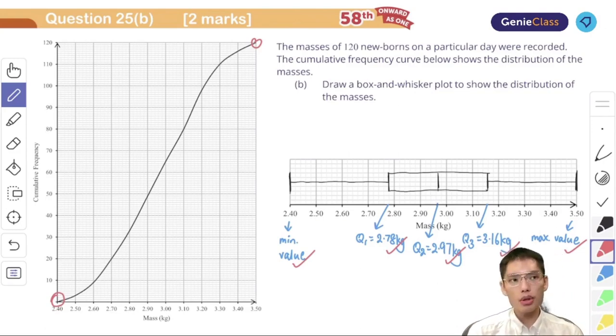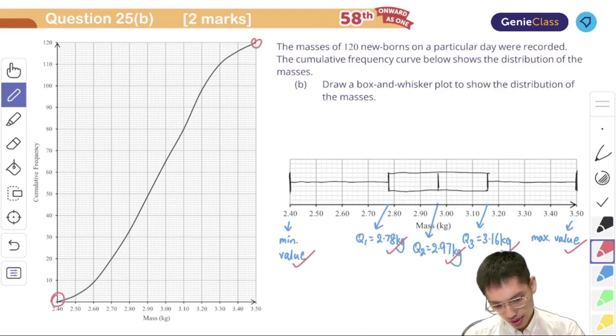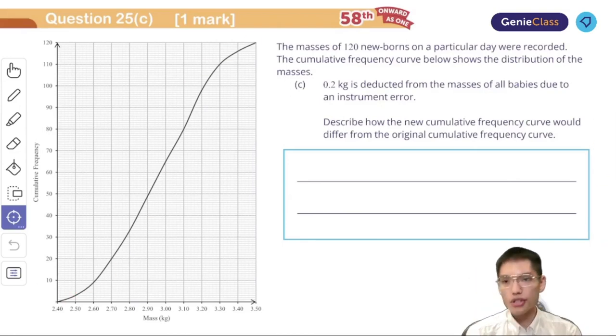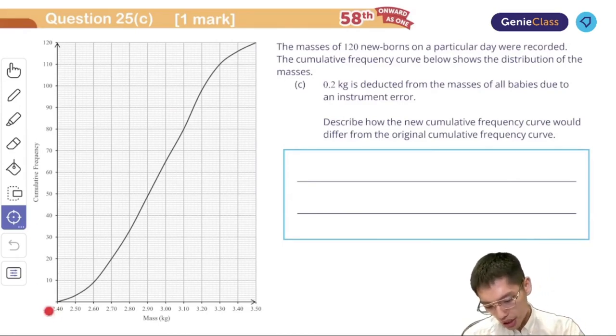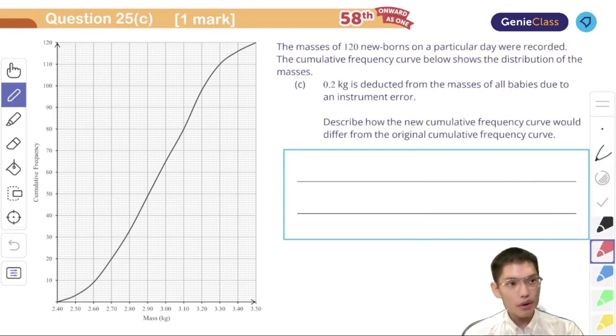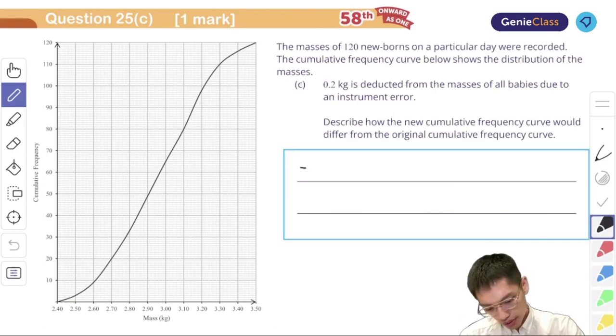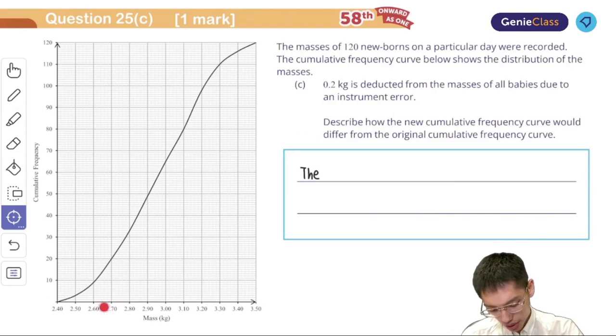But the most interesting question I want to go through is this. Imagine this curve over here. I subtract 0.2 kg. How will it affect the curve? Think about it this way: I'm just subtracting 0.2 from each mass. For time's sake, let me just explain: because we are just subtracting the mass, we are not affecting how many people have the mass. So in my new curve, only my values will get subtracted by 0.2.